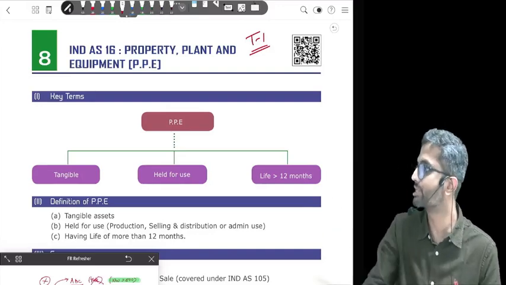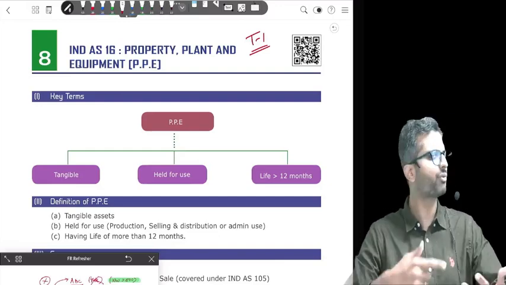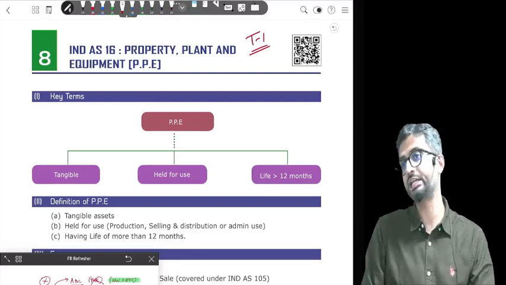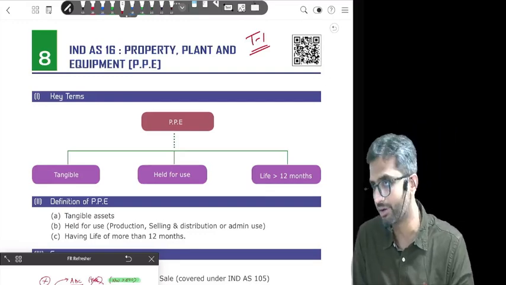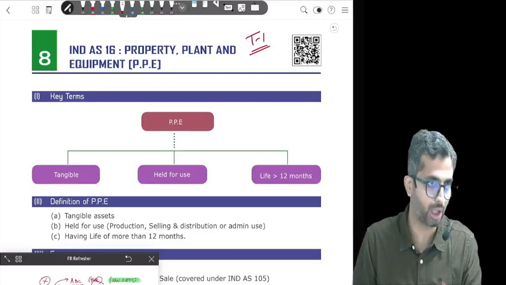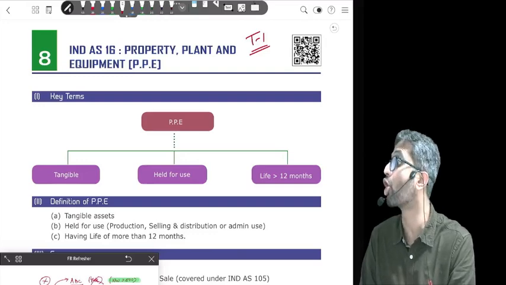By the way, if it generates revenue, well and good. But even if it does not, if it is held for use, that is, held for any kind of use, administrative, selling and distribution, manufacturing, it can be classified as PPE. Are we clear with this? So there are these 3 conditions, and the life should be more than 12 months. It is also an important criterion to be called a PPE.